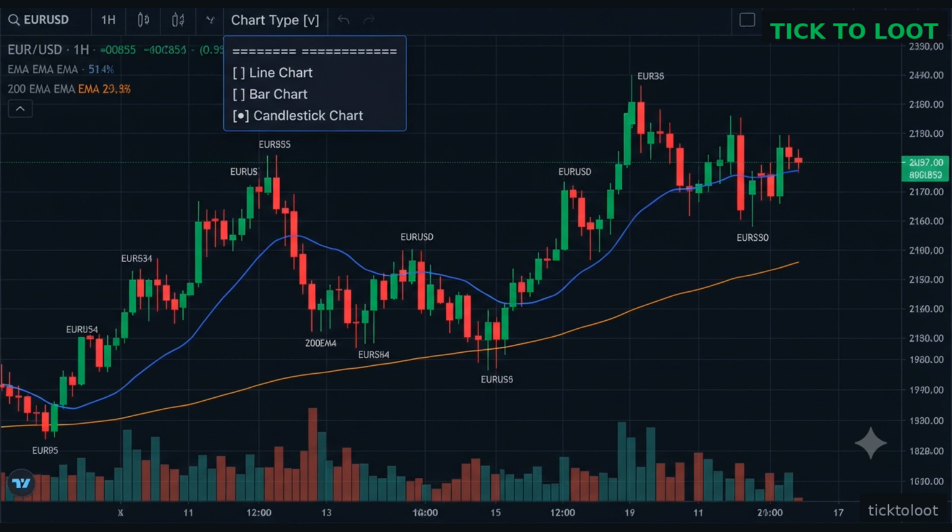Now that we've covered the different chart types and time frames, let's practice switching between them on TradingView. Open up the Euro to US dollar chart and click on the Chart Type drop-down menu. You should see the options for line chart, bar chart, and candlestick chart. Try switching between each of these chart types to get a feel for how they look and how they can help you analyze the market.